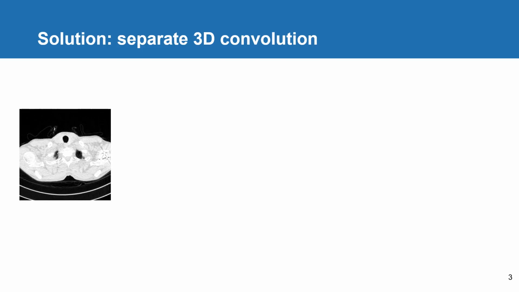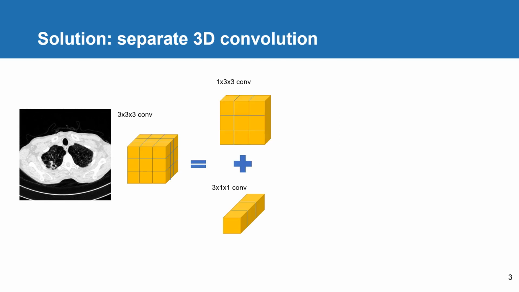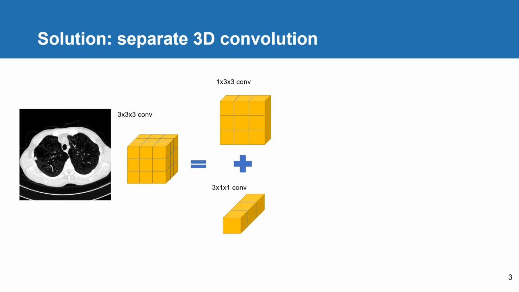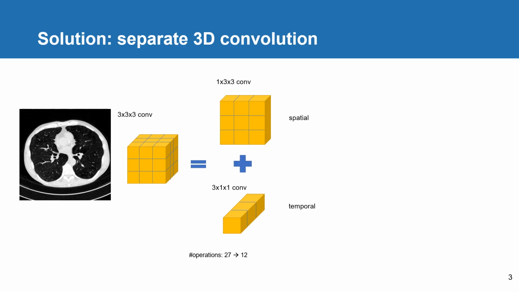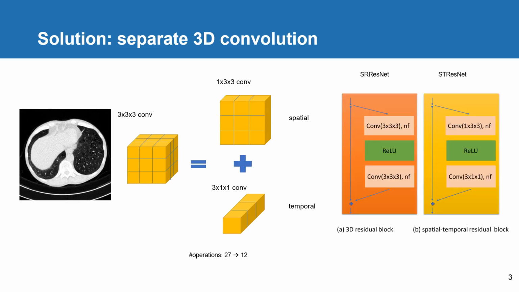A deep neural network should be constructed with 3D kernels if we want to process 3D data. However, a CT scan can be viewed frame by frame, slice by slice. This observation gives us an opportunity to decompose 3D kernels into two components, a spatial kernel and a temporal kernel. We replace the 3D kernel with our spatial and temporal kernel components in SRResNet, which is a baseline super-resolution approach. It has been proven to be very successful in many applications. This reduces the operations from 27 to 12. And then we name our network ST-ResNet.